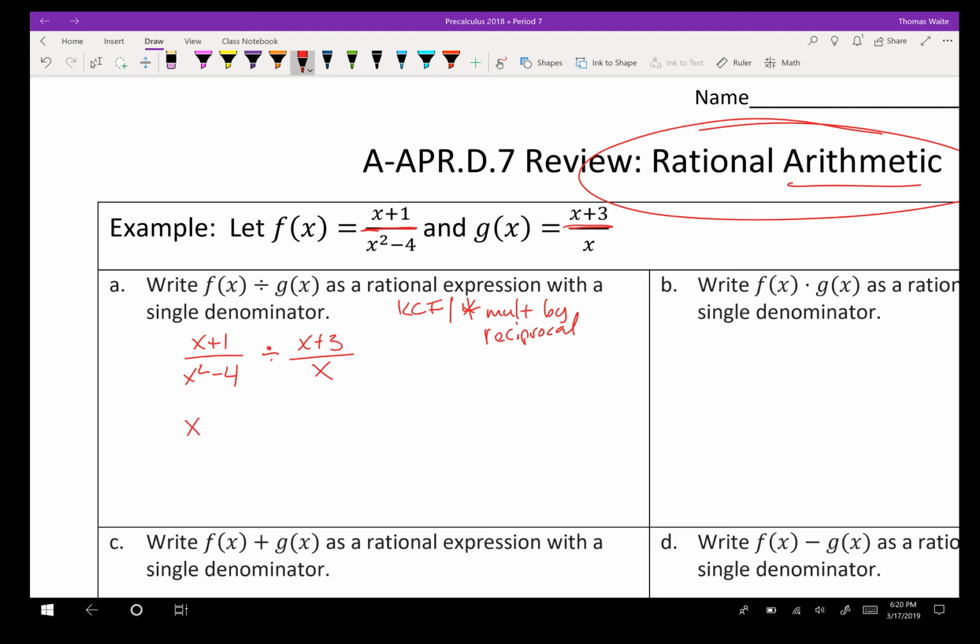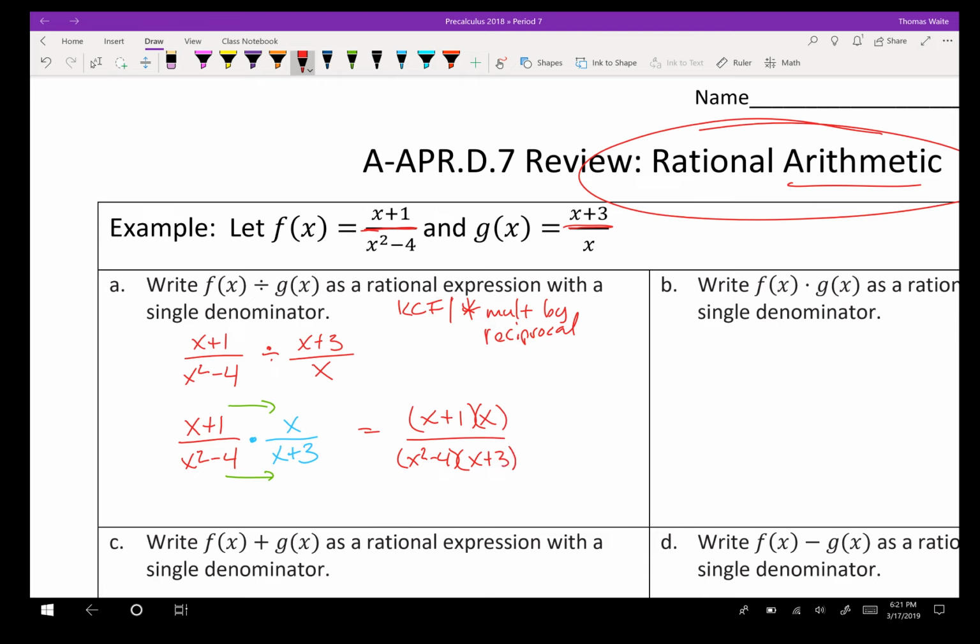So I'm going to rewrite the problem below. I'm going to keep my f of x like it is, and then I'm going to turn my g of x into a multiply, and I'm going to flip it. Instead of it being x plus 3 over x, it is now x over x plus 3. Awesome. Then when we're multiplying, we'll see this in the next example, we just multiply our fractions straight across. So we end up with x plus 1 times x on top. I added parentheses to make sure they're separate, and we remember that if we did multiply them through, we're going to have to distribute. And then on bottom we have x squared minus 4 times x plus 3. Cool.